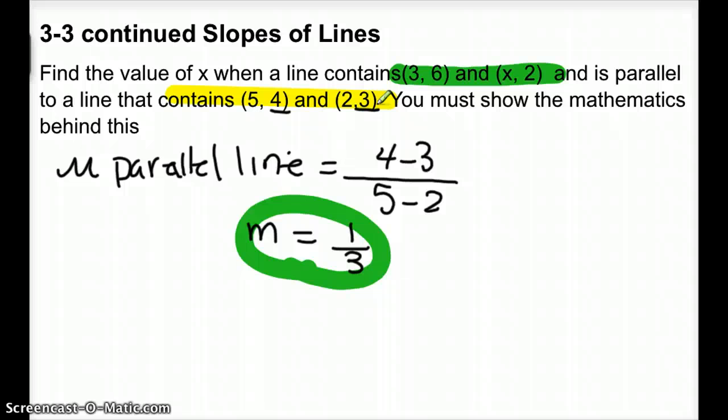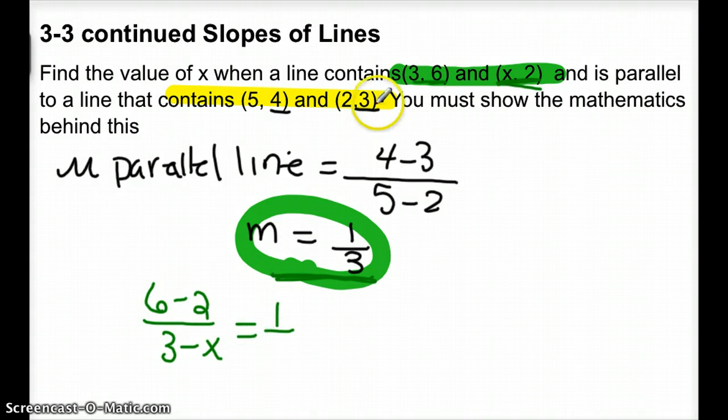So now I'm going to use those two ordered pairs and I'm going to find the slope. I'm going to go y minus y over x minus x. So I'm going to go 6 minus 2, and then I'm going to go 3 minus x. And that slope is supposed to be parallel to this, so it's equal to 1/3.